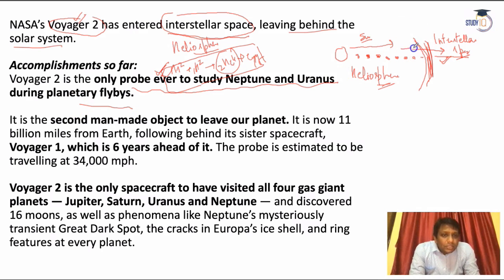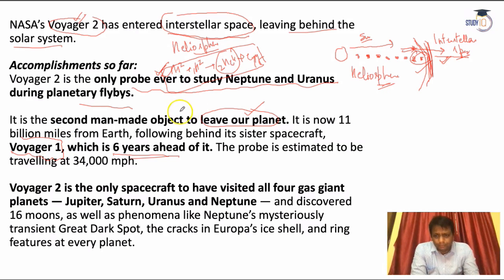Definitely, when it passed through, it also observed Uranus and Neptune properly. It is the second man-made object to leave our planets. Before it, another one left our planet, that was Voyager 1, which is 6 years ahead of it. Both were sent at nearly the same time, at an interval of roughly 1 month, but Voyager 1 is so much farther from Voyager 2, 6 years ahead. To reach from Voyager 2 to Voyager 1, at least 6 years would be needed.